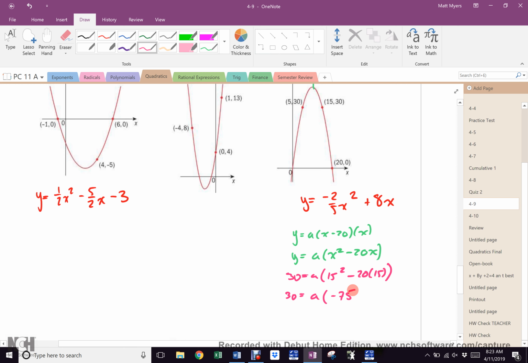And then 30 over negative 75 equals a. Simplify that to negative 2 fifths, so a equals negative 2 fifths. And then you come back up to here, you put in the negative 2 fifths, and then you just distribute it to get standard form. So negative 2 fifths x squared plus 40x over 5, which is 8x.